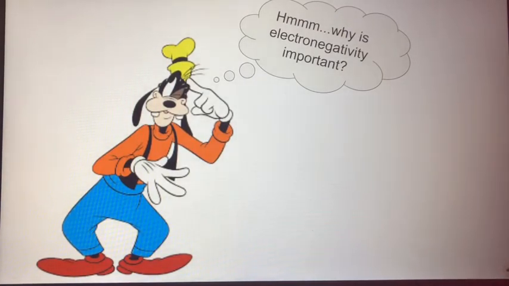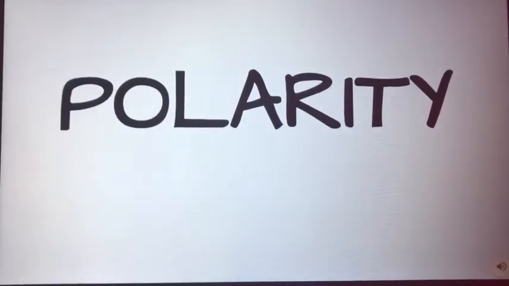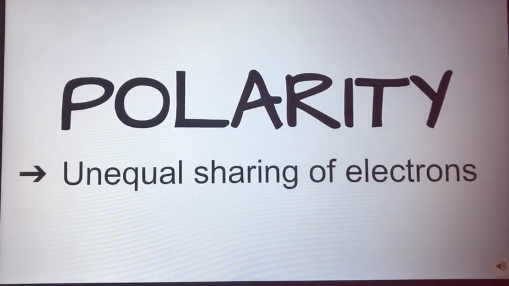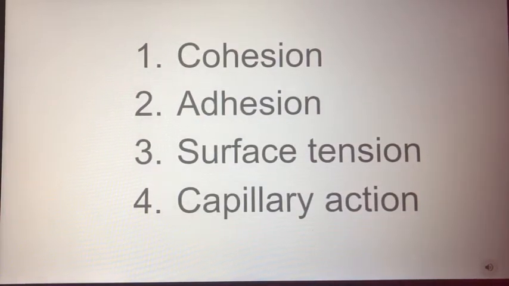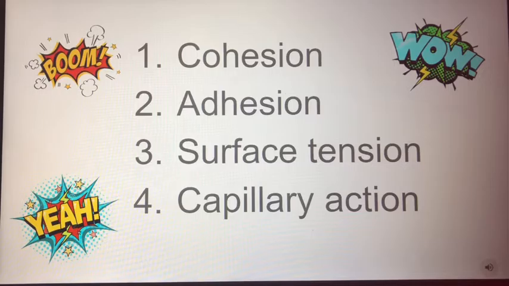Now, why is the electronegativity of oxygen so important? It is because it gives water a property called polarity. This means there is an unequal sharing between the oxygen and the hydrogen because the oxygen is pulling these shared electrons more. Now, this leads us into the 4 really cool properties of water: cohesion, adhesion, surface tension, and capillary action.